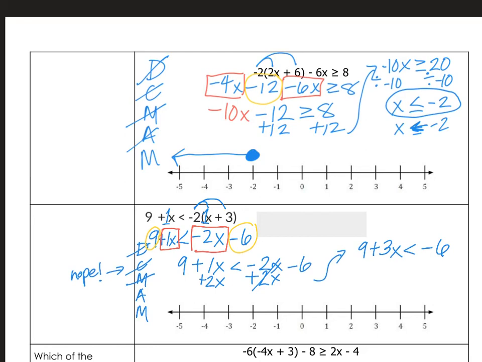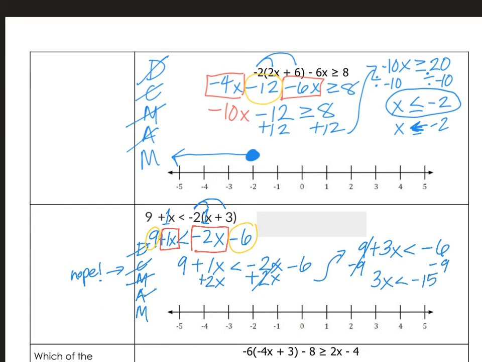Now I need to look on the side of the variable, which is the left-hand side, and there's a number by itself, and that is 9. So I need to get rid of that. It's adding, so I need to subtract 9 on both sides. When I do that, that is going to give me 3x is less than negative 15.